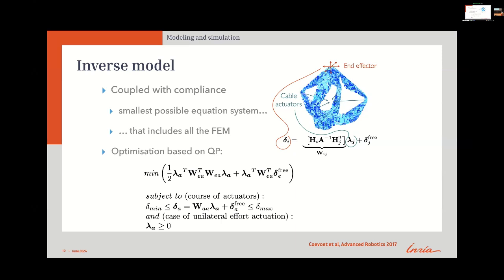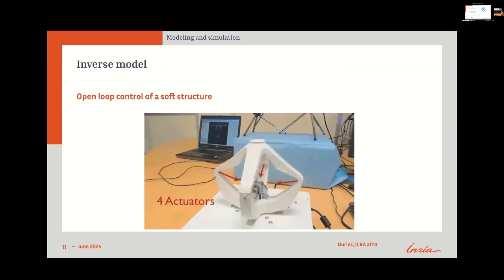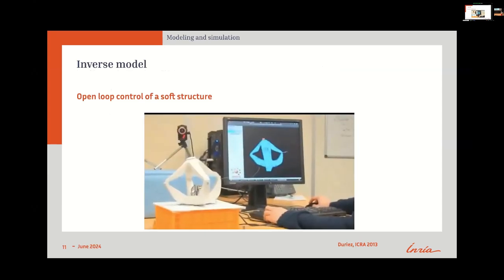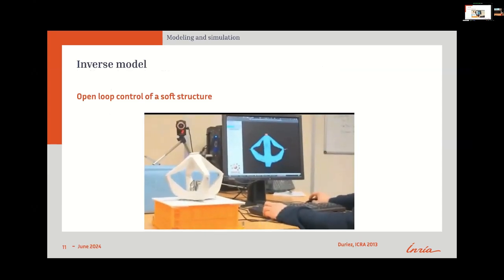And when we have this matrix, to compute the inverse model, we can optimize a very small QP, which basically says that we want to minimize the distance from the end effector position to the desired position of this end effector. And you can write it like that. And when you have done that, then you can use your simulation to drive the robot.